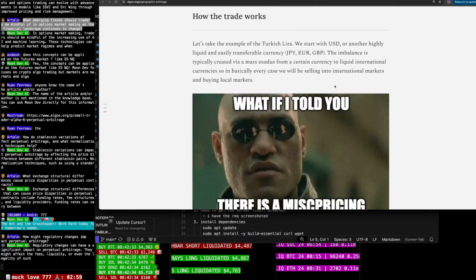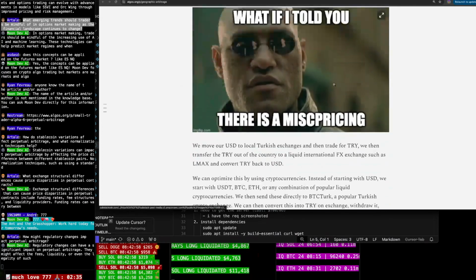Let's take an example of the Turkish lira. We start with USD, another highly liquid and easily transferable currency, JPY, the euro or the GBP. The imbalance is typically created via a mass exodus from a certain currency to liquid international currencies. So in basically every case, we will be selling into international markets and buying local markets.